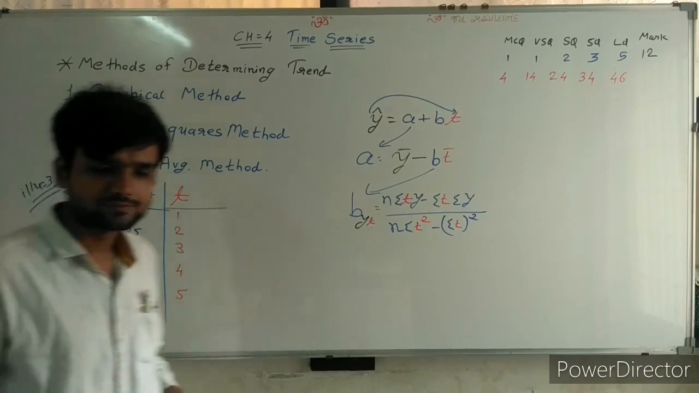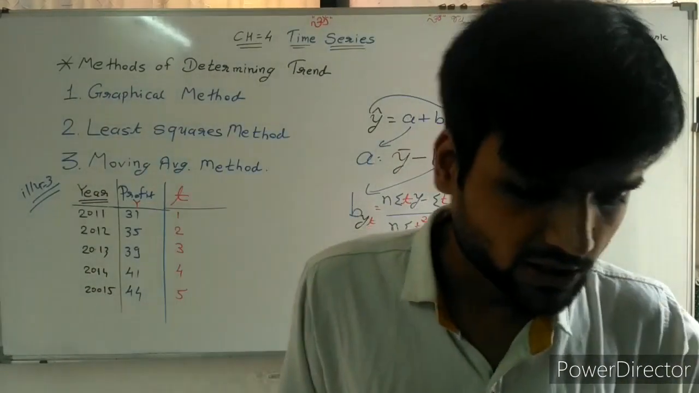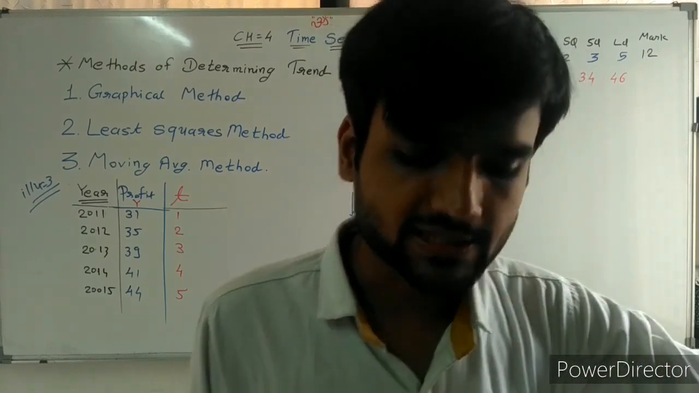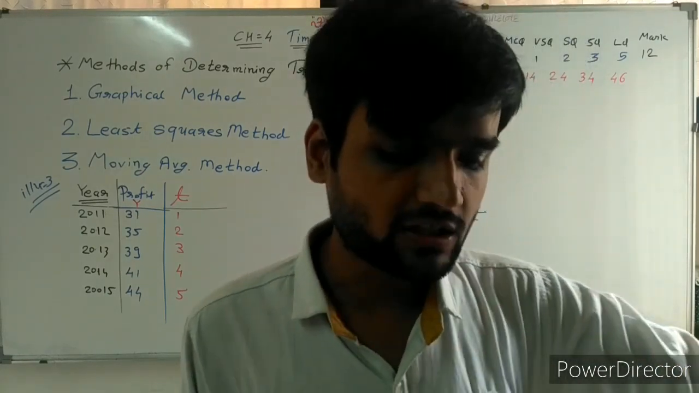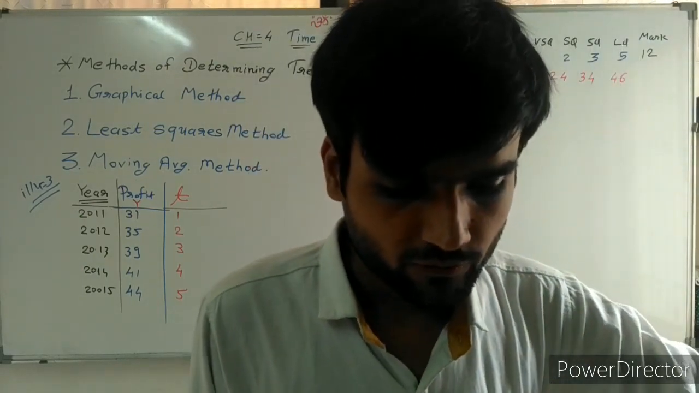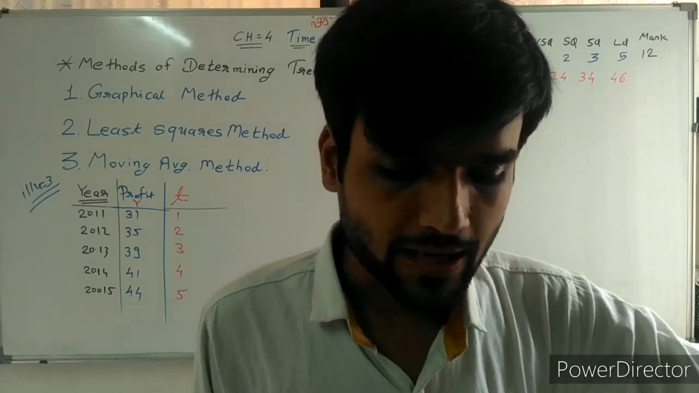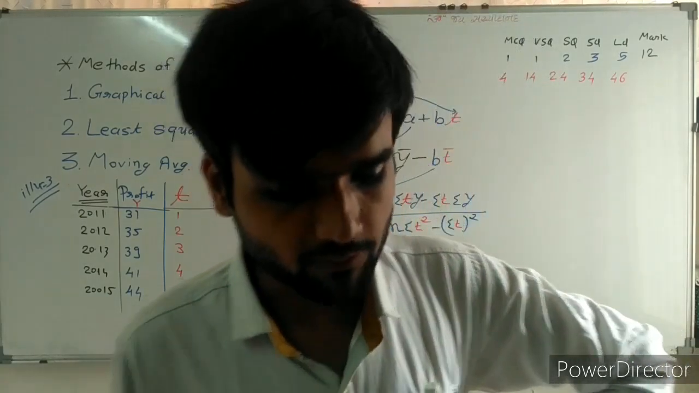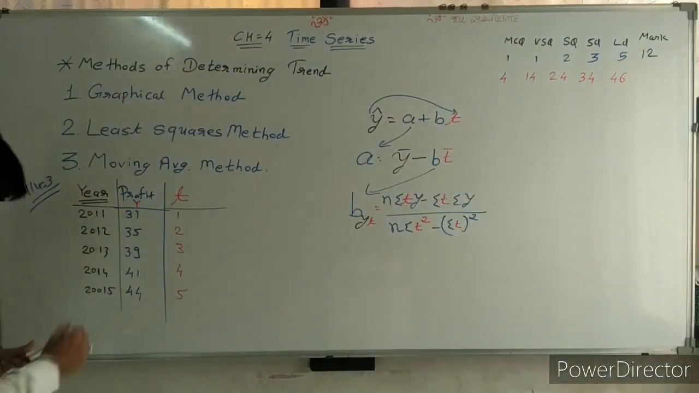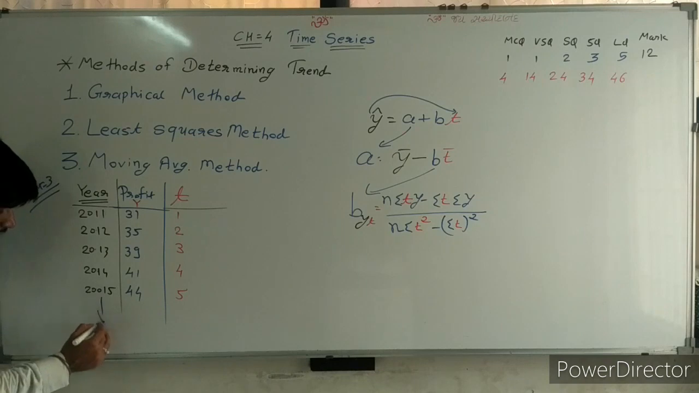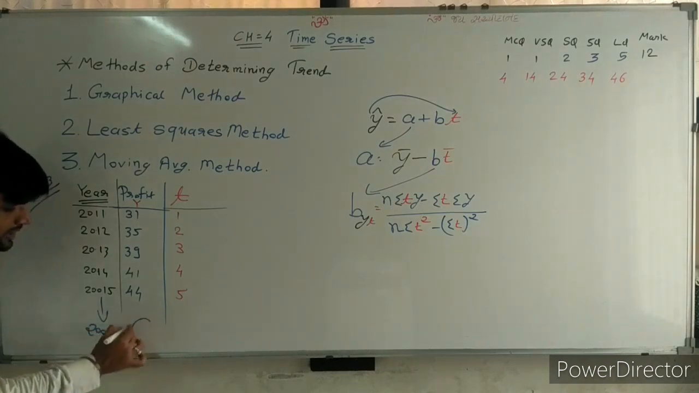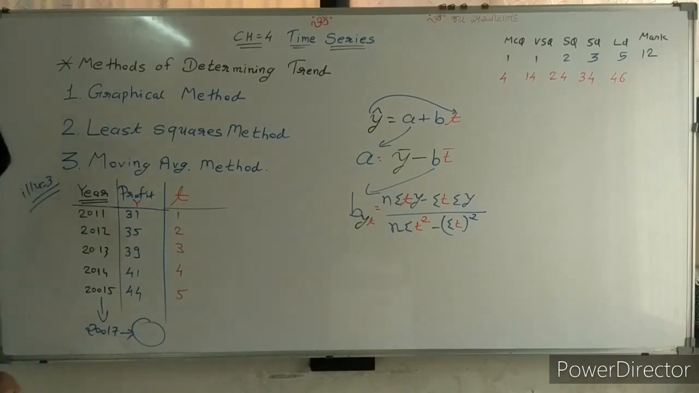So profits are given. Now what is the heading? The profit earned in lakh by a company making computers is as follows. Find the linear equation for the trend from this data by least square method and estimate the profit for the year 2017. Information is given up to 2015. We need to find what the profit should be in 2017.